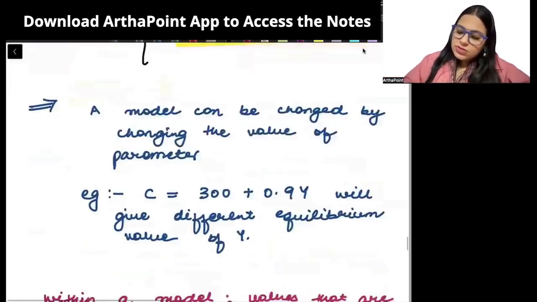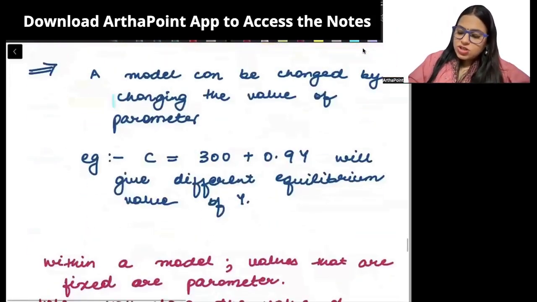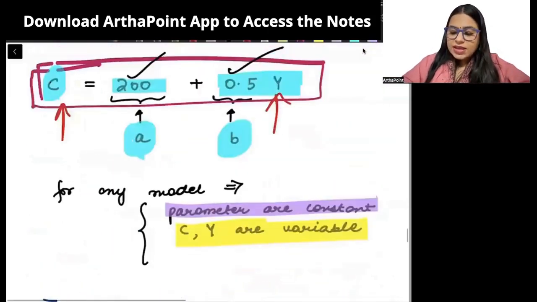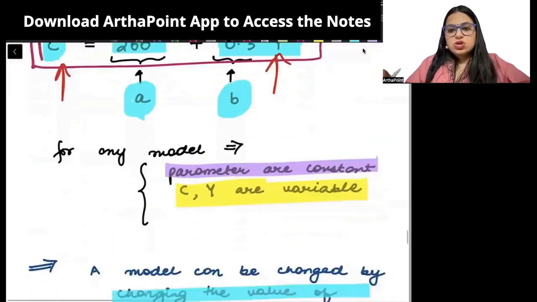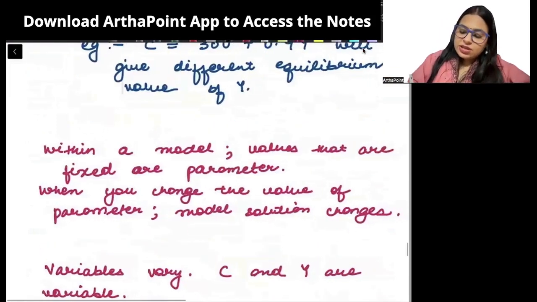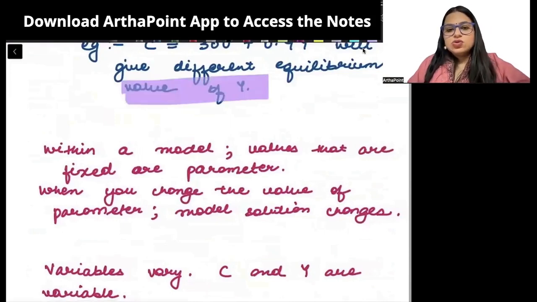ठीक है? A model can be changed by changing the value of the parameter. तो अगर मेरा consumption function change हो जाएगा, if I change this to 300, this to 0.6 और 0.9, तो I will get different value of my variable. मेरा जो final answer निकलेगा that will also change.